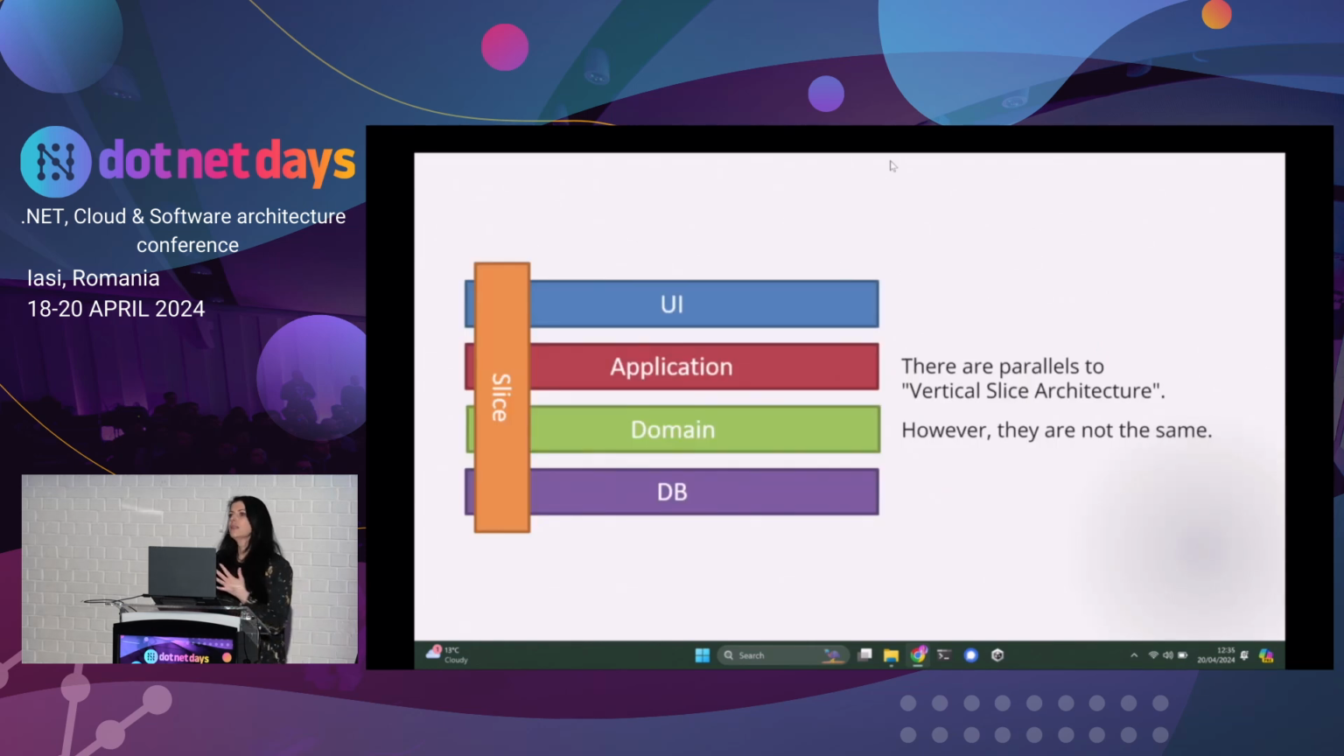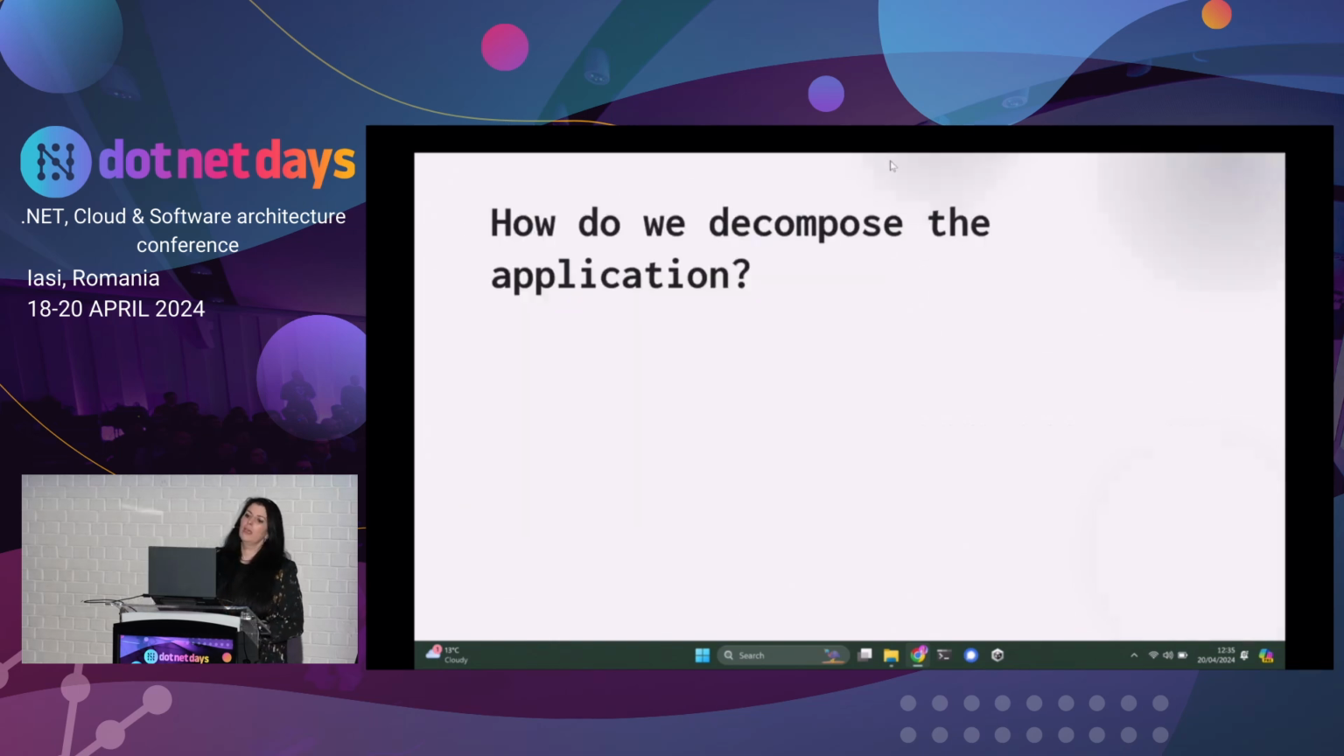Now, it is similar to vertical slice architecture, but they are not the same. Vertical slice architecture would take each feature and do that as a vertical slice, but that is applied to monoliths, distributed systems. It's not the same as a modular architecture, but it does have some parallels, okay?